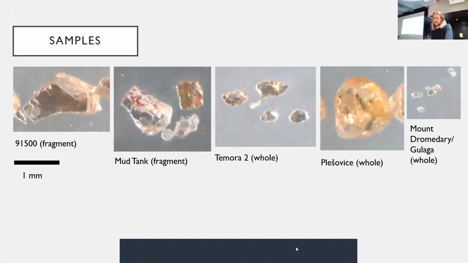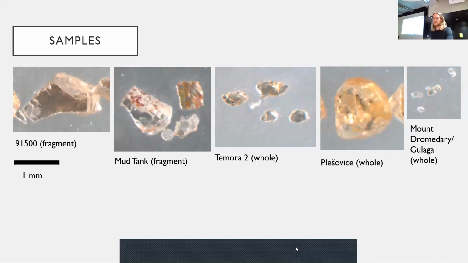So here's just some optical photos of the crystals to show what they look like. 91500, it's a weird name, but that's just the sample name. It's a fragment of one large crystal that has been broken up and sent around to labs around the world that people analyze. Same thing for Mud Tank. We have fragments of a larger crystal.